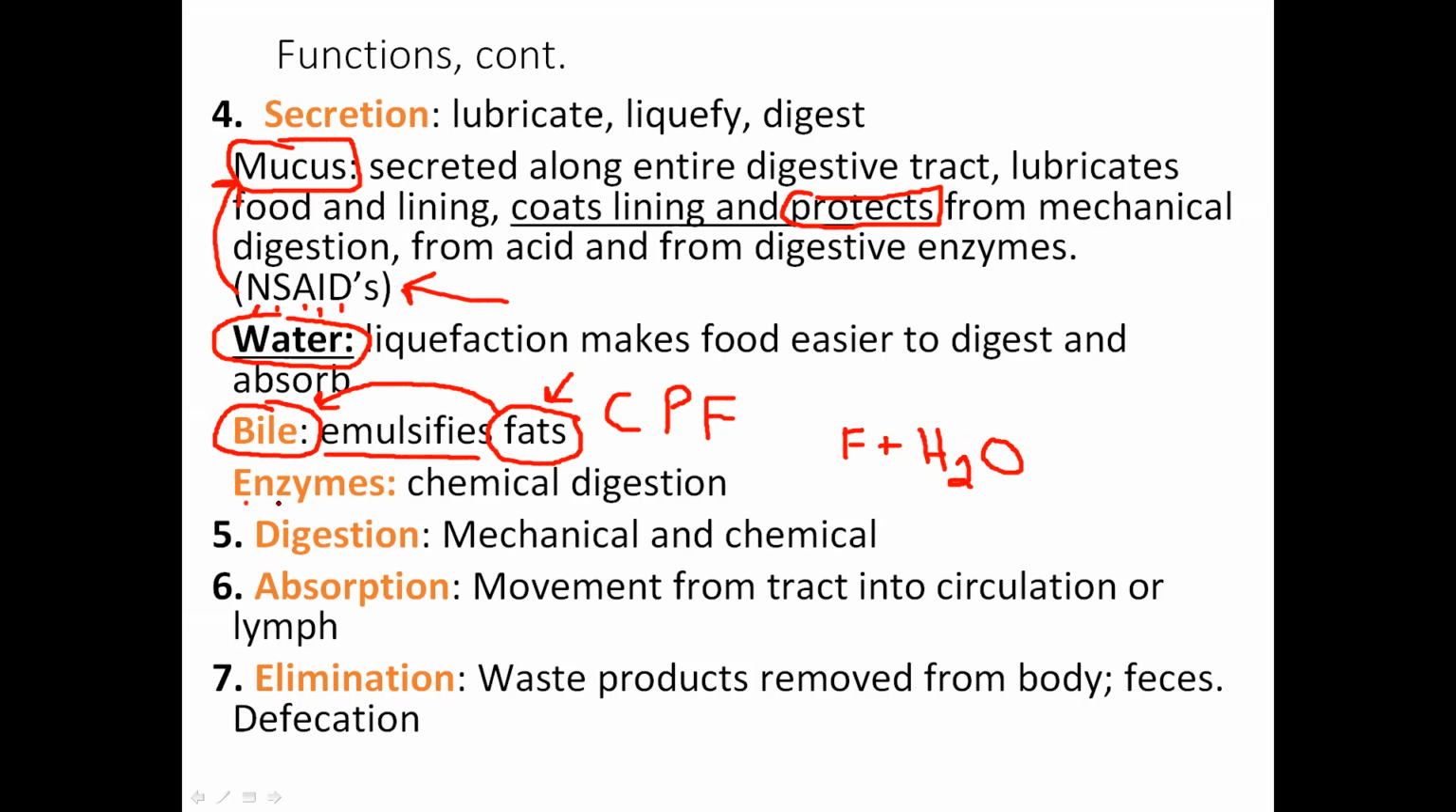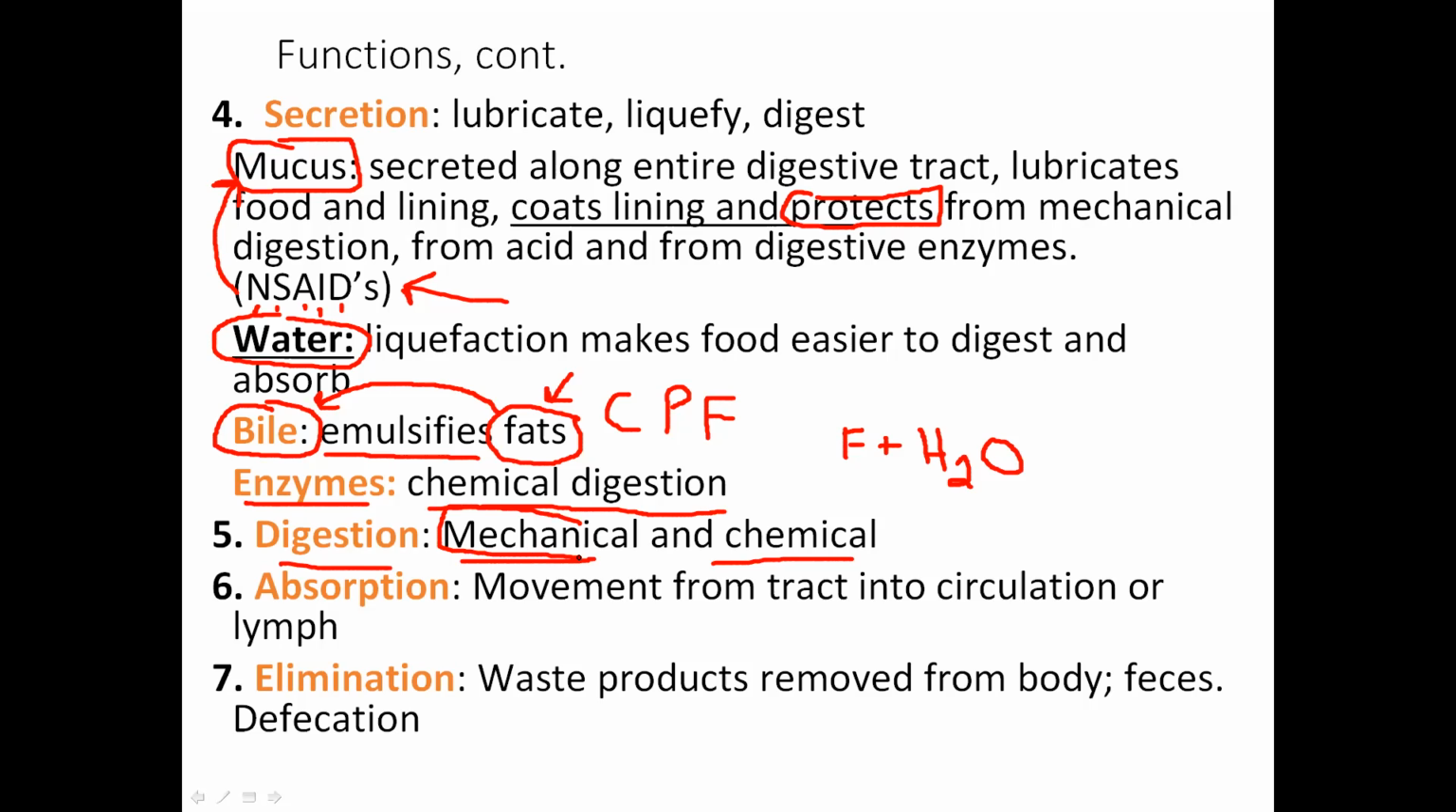Okay, we have a lot of digestive enzymes, and they are responsible to help with chemical digestion, which means it's going to help you break down the food. Digestion is both mechanical and chemical. Mechanical is like chewing. Your teeth are responsible to break down food, so make sure you write that down.